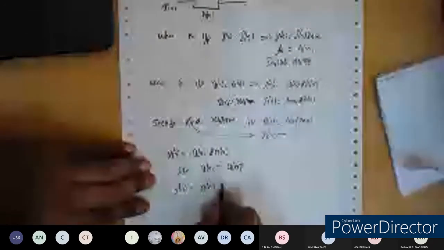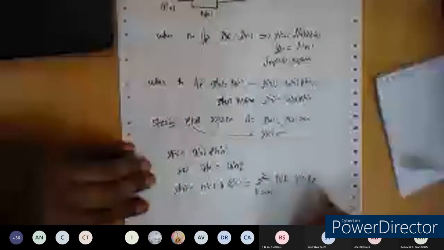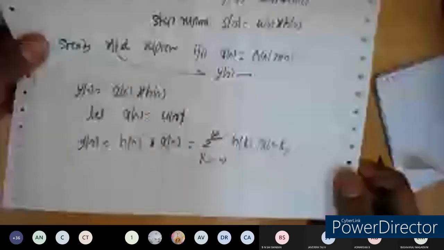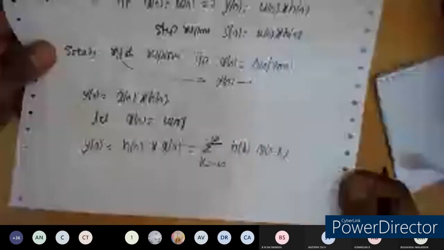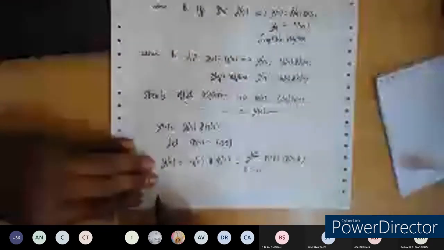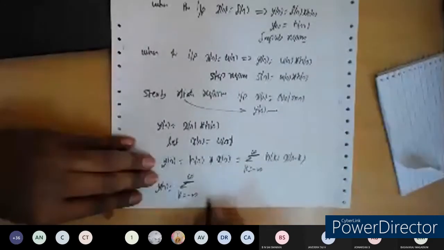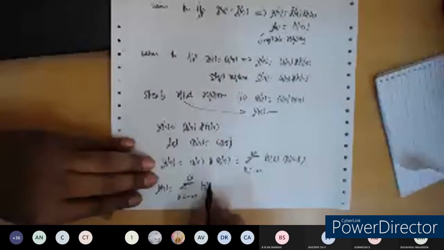So I'm going to take the formula. By applying the commutative property, y of n is equal to h of n convolution with x of n. This becomes summation k equals minus infinity to plus infinity of h of k into x of n minus k. Substitute x of n minus k, which is nothing but u of n minus k: summation k equals minus infinity to plus infinity of h of k into u of n minus k.